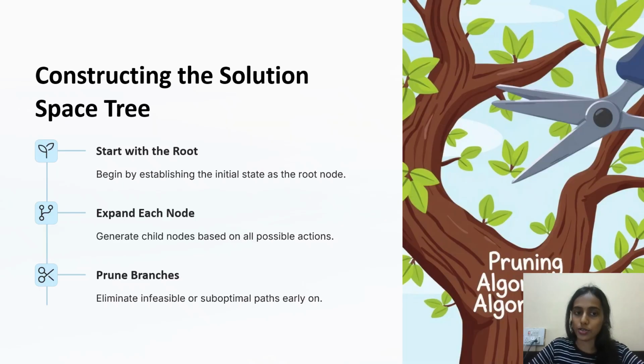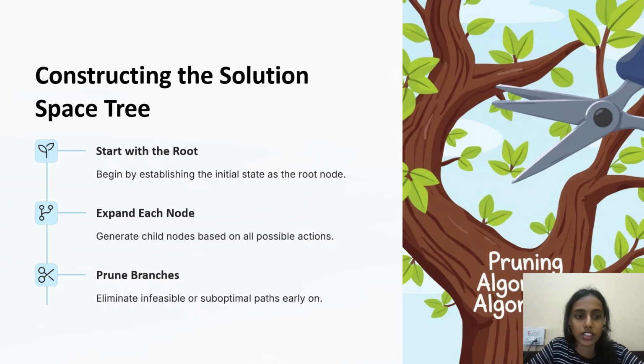How to construct the solution space tree? First, we start with the root. We begin by establishing the initial state as the root node. Usually, if they give us a set of elements, we start the initial state as 0 and then keep on including and excluding. Then we expand each node by including and excluding all the elements in the set. I am talking about the subset problem. Here we generate the child nodes based on all possible actions.